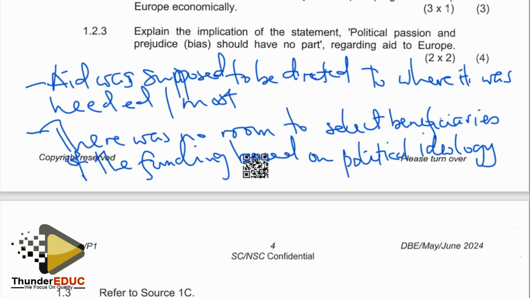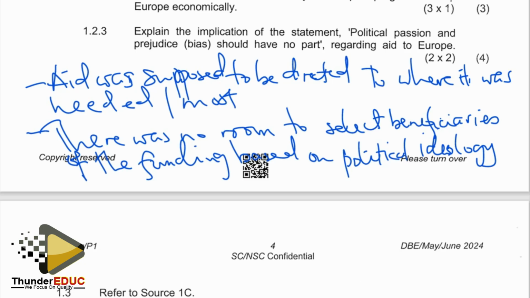The battle that was there was the battle of political ideology or economic ideology, either capitalism or communism. But with the Marshall Plan, there was no room to select countries that were going to benefit from the fund based on their affiliation to either capitalism or communism. We were just supposed to assist whoever was supposed to be assisted, whether they were coming from the capitalistic world or the communist world, as long as they had applied for the funding, they were supposed to get the benefits. So that is the basic meaning of that historical statement.